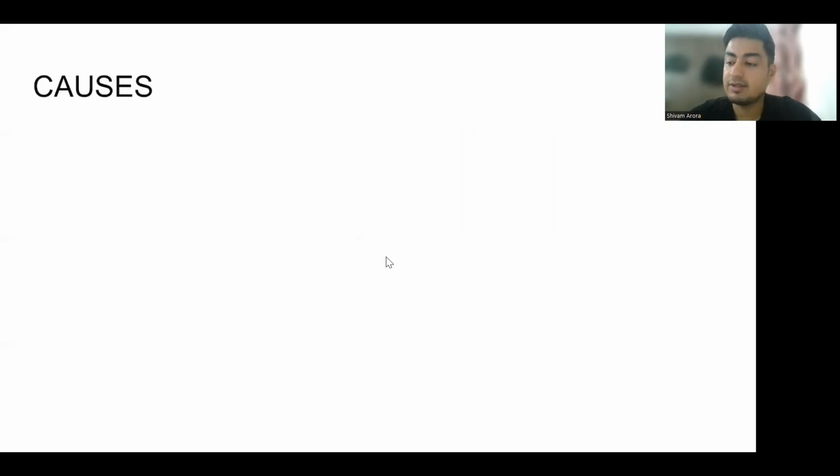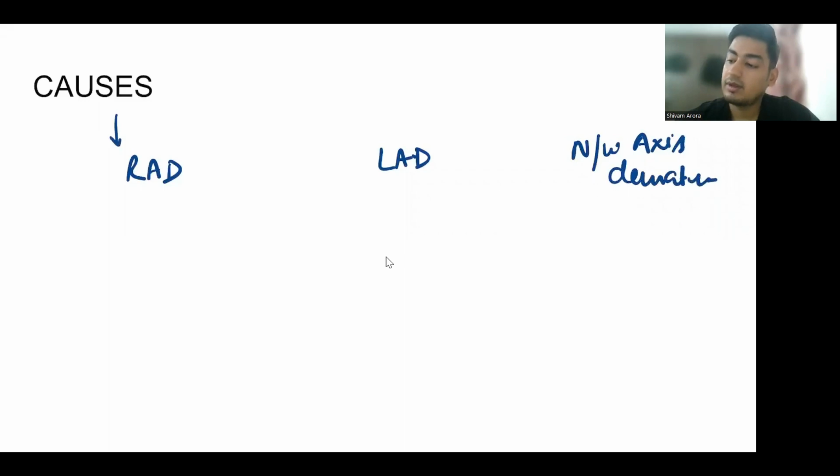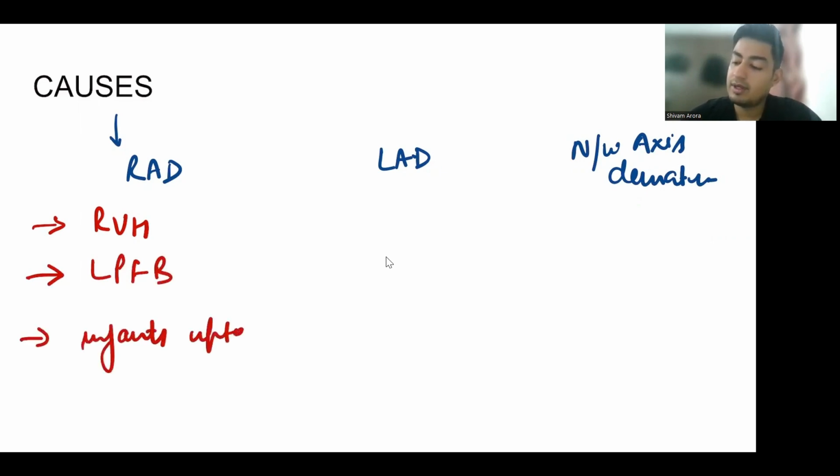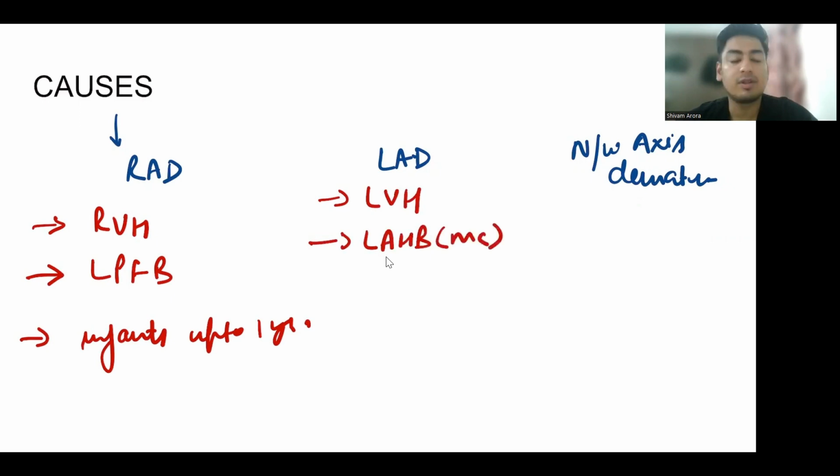Now, what are the causes of axis deviation? Right axis deviation, left axis deviation, and northwest axis deviation. The causes of right axis deviation are RVH, that is right ventricular hypertrophy, then left posterior fascicular block. And in infants up to 1 year, right axis can normally be seen. The causes of left axis deviation are LVH, left anterior hemiblock, which is the most common cause of left axis deviation, and left bundle branch block.